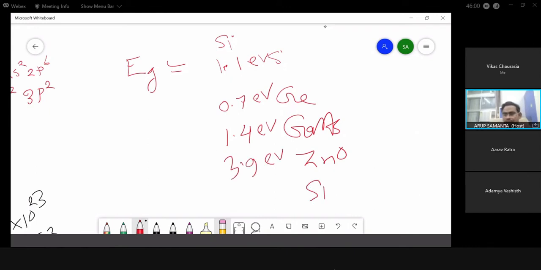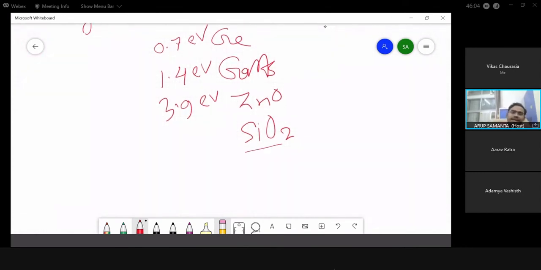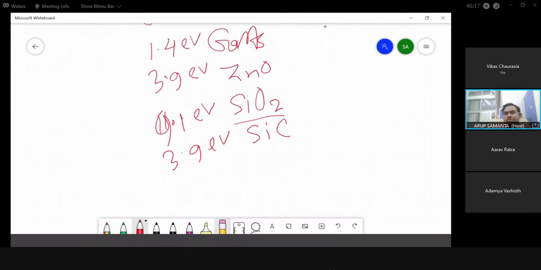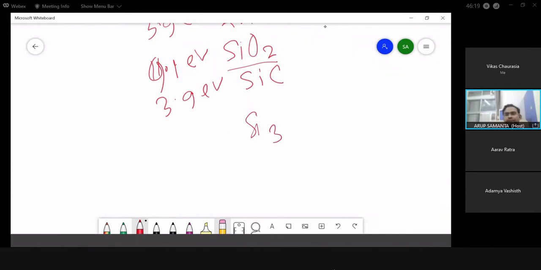If we consider SiO2, silicon oxide, this gap is 9.1 electron-volt. If it's silicon carbide, SiC, then this gap is around 3.9 electron-volt. Silicon nitride, Si3N4, this gap is 5.5 electron-volt. And so on.